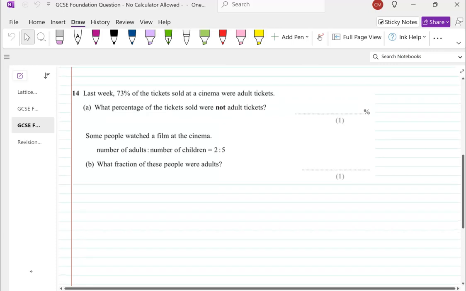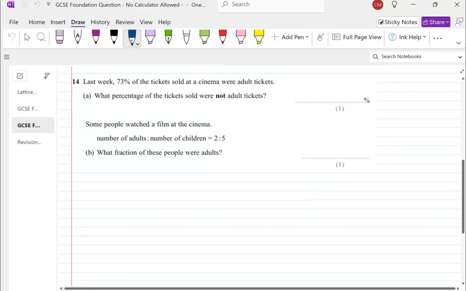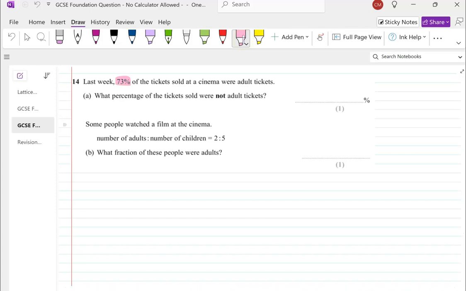Okay. So I'm going to go to the first part of the question here. It says last week 73% of the tickets sold at a cinema were adult tickets. Part A says what percentage of the tickets sold were not adult tickets. So I know that 100% of the tickets were sold, and if I subtract 73% of those, that's going to give me the percentage that are not adult.